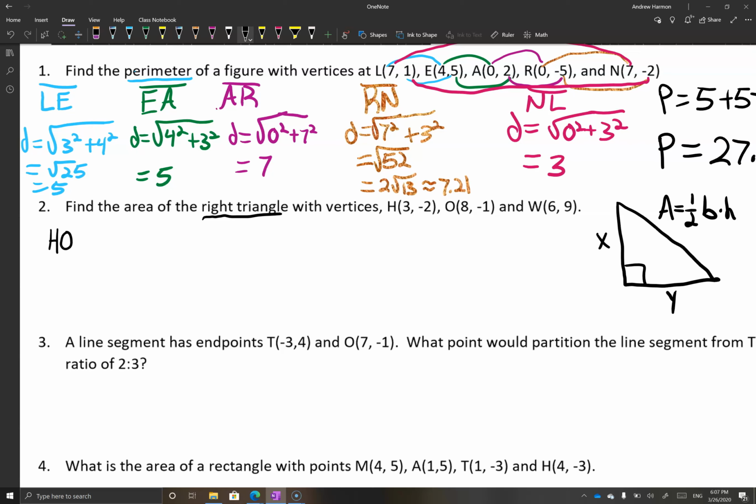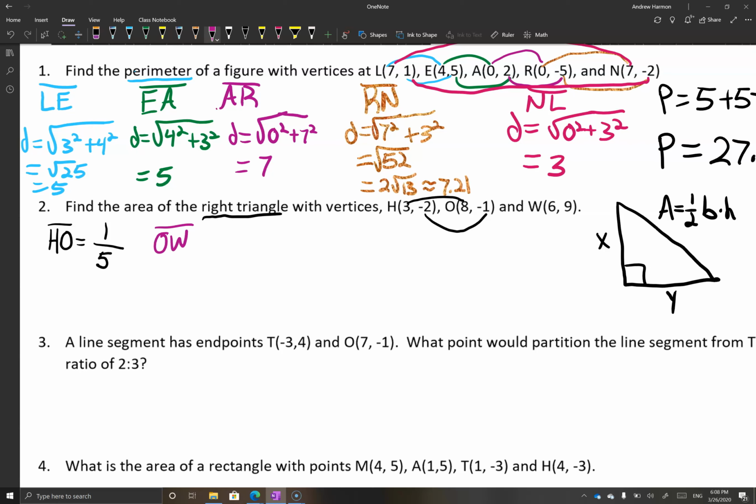So side HO, that is going to be a slope of, remember, it's change in y, in this case from negative 2 to negative 1, that's an increase of 1. And then change in x from 3 to 8, that's an increase of 5. All right, so HO has a slope of 1/5. Let's take a look at our other sides here. We got OW.